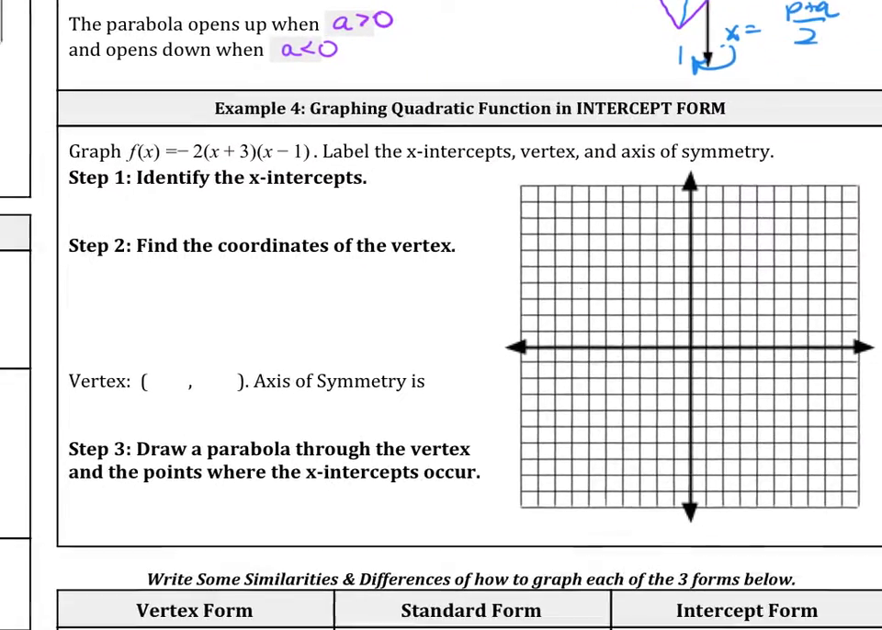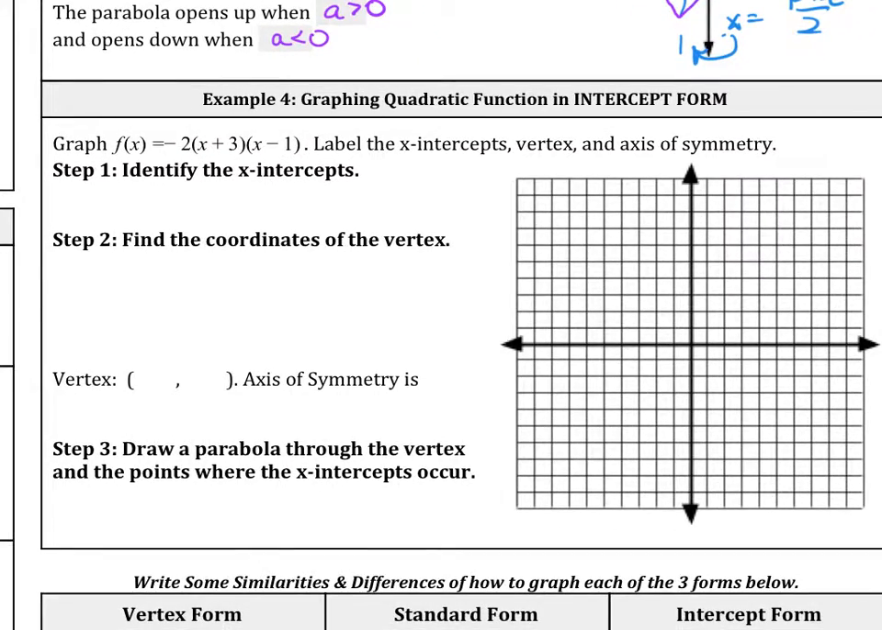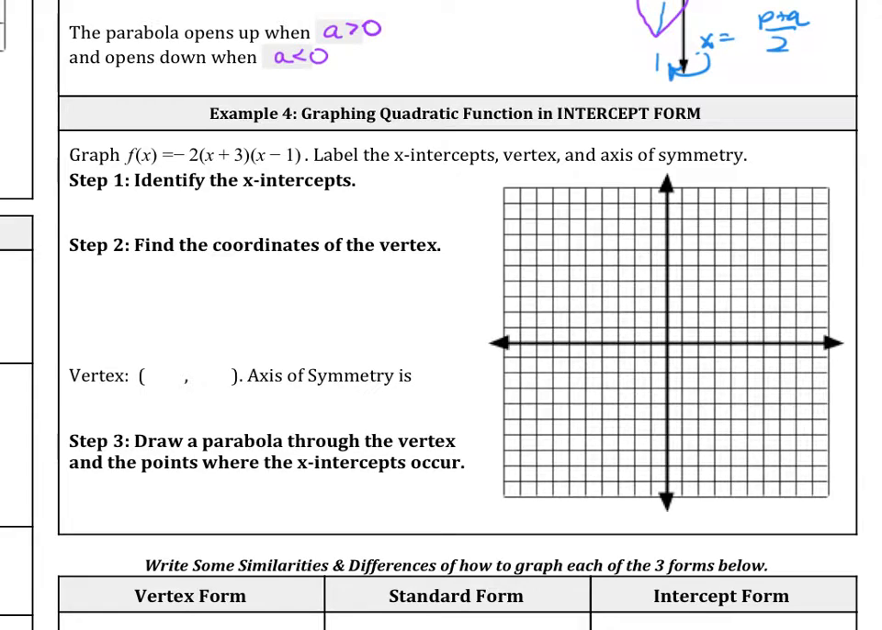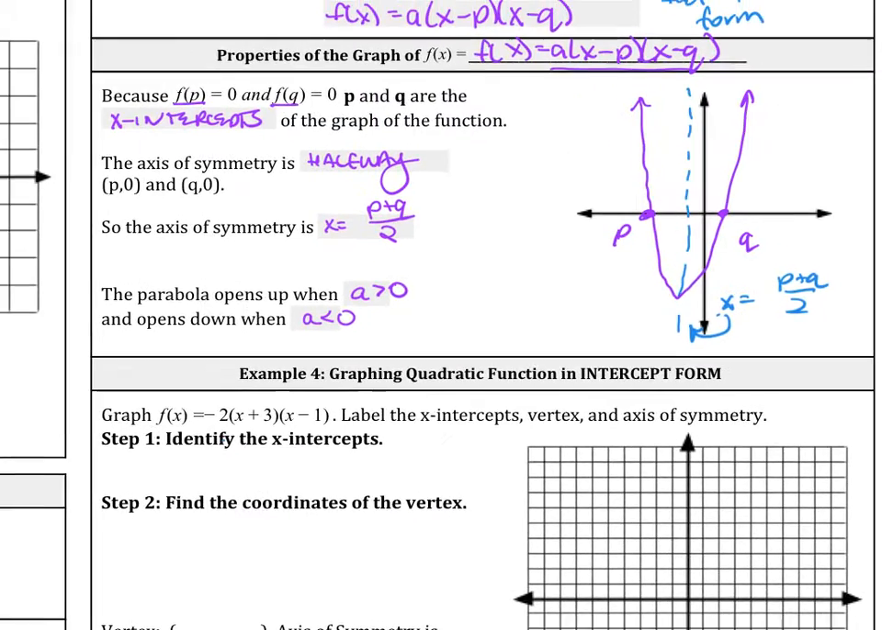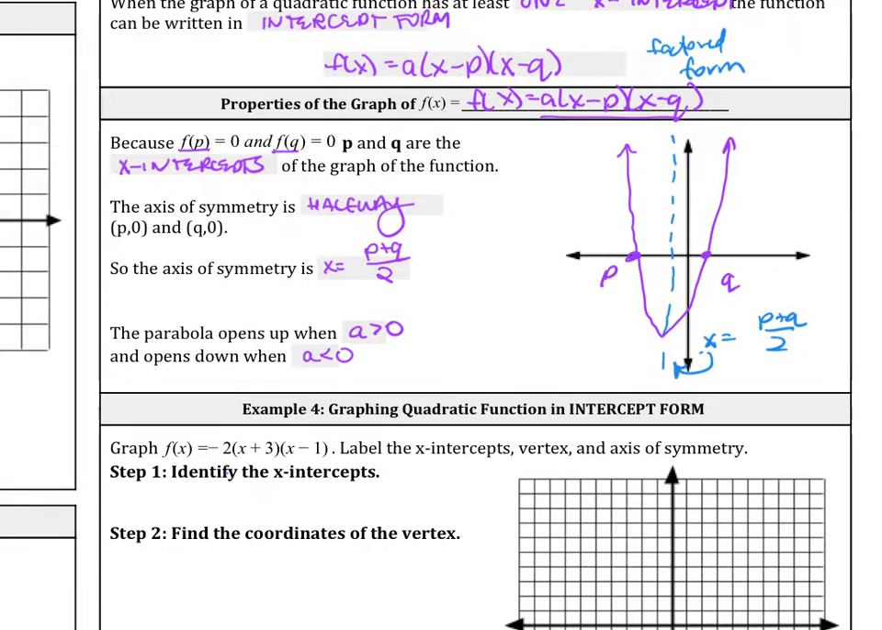So let's do an example. Graphing a quadratic in intercept form. So we have negative 2 times x plus 3 times x minus 1. We want to label the x-intercepts, the vertex, and the axis of symmetry. So we need to identify the x-intercepts first. So this is x plus 3 times x minus 1. And so you can either think about using the zero product property. Remember that they're opposite signs, because if you're looking at this equation up here, x minus p, x minus q, it's just p and q, the opposite signs.